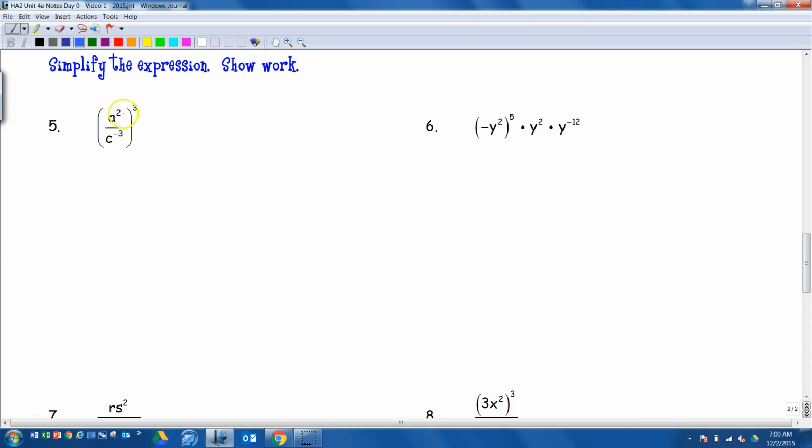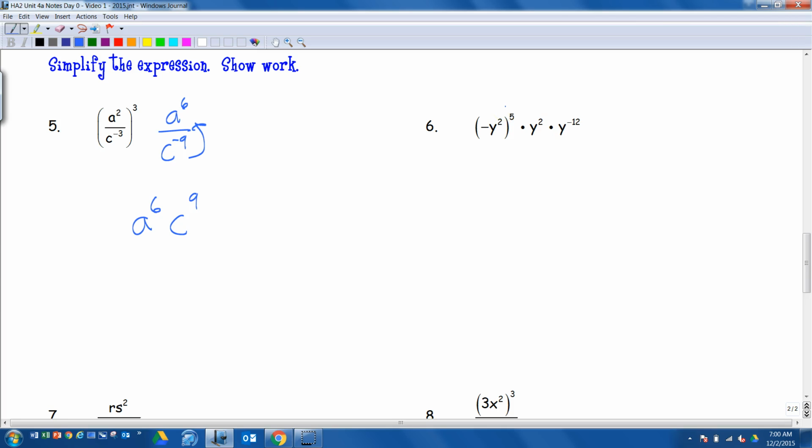This means I can distribute or multiply power to a power here and power to a power. So I get a to the 6th over c to the negative 9th. We can't have negative exponents as our final answer. So this one down here will come up and become positive. So my final answer is a to the 6th, c to the 9th.